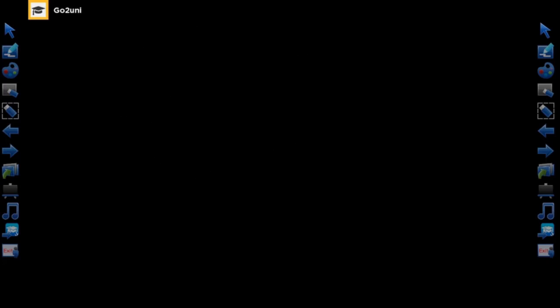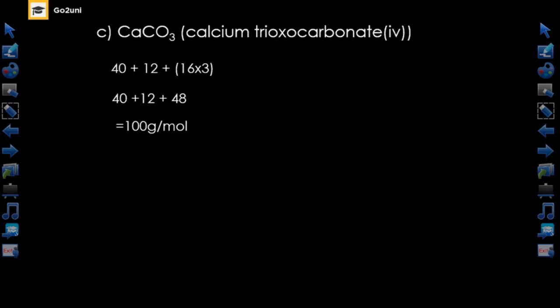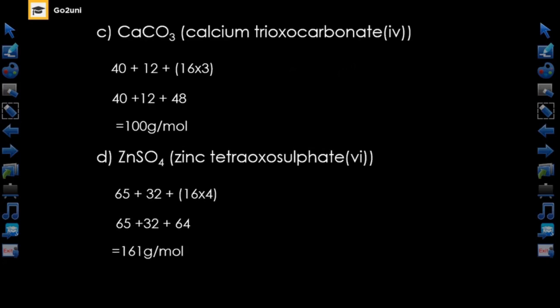The next compound is calcium carbonate. Calcium carbonate has calcium, carbon, and oxygen. Calcium is 40, carbon is 12, and oxygen is 16. But there are 3 atoms of oxygen there, so we have to multiply the 3 by the relative atomic mass of oxygen, and that gives us 48, plus 12, plus 40. So summing up, we have 100 grams per mole.